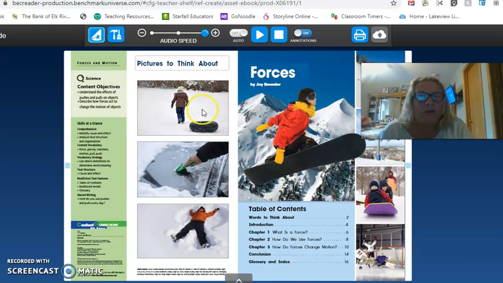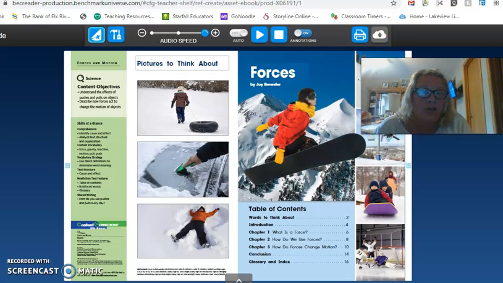Remember, boys and girls, we always want to be thinking about our pictures. We want to look at the pictures and learn from them. So we will make sure and do that during the story. Now, here's our table of contents.